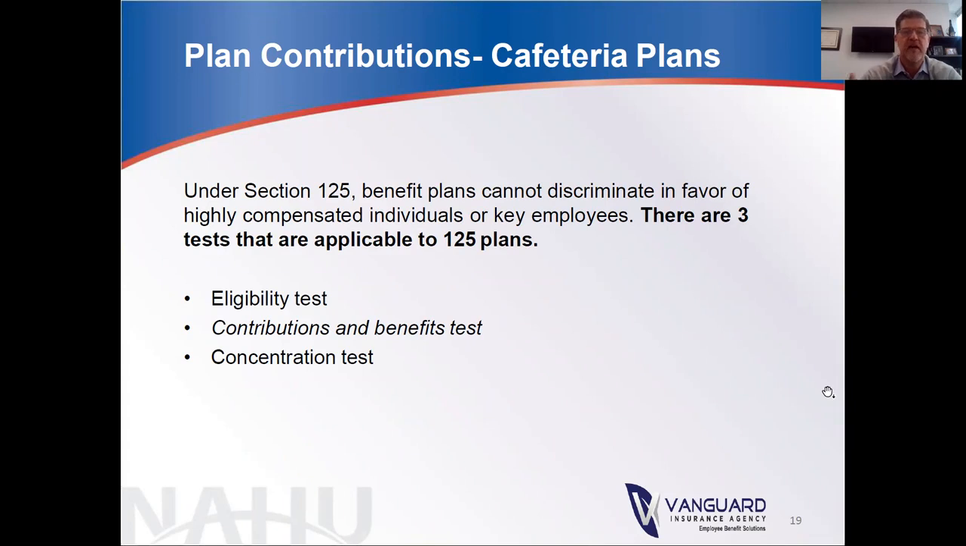And there's a few different tests that can be run to view this: the eligibility test, the contributions and benefits test, and the concentration test. Basically, those three tests will take a look at the contributions of the plan and whether they're being heavily weighted towards highly comped employees. And then also you want to look at whether the best benefits are only affordable or available to those highly comped employees. So there's a few different aspects of these regs that should be considered.